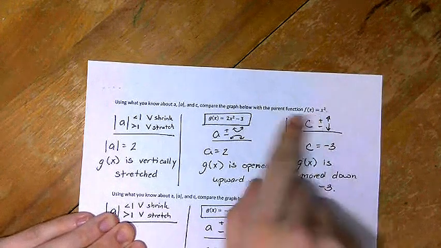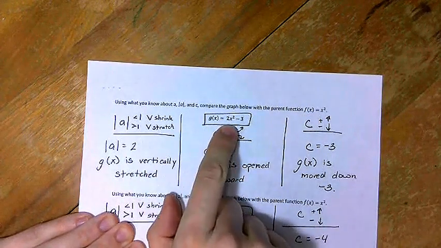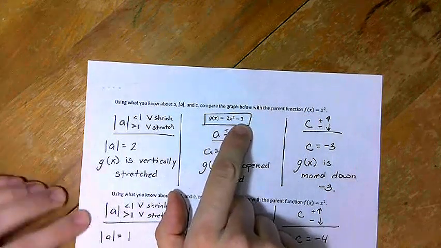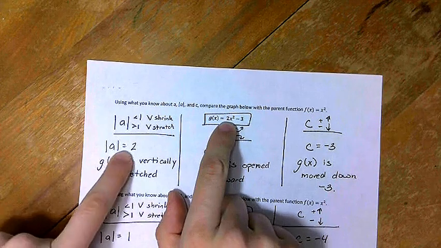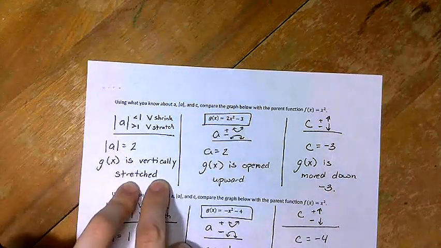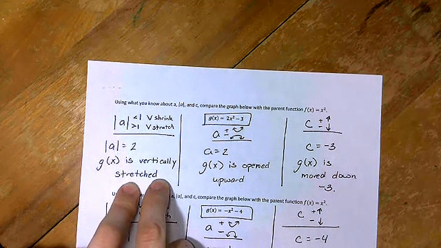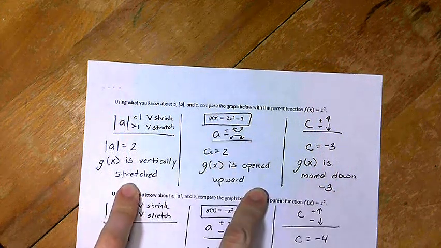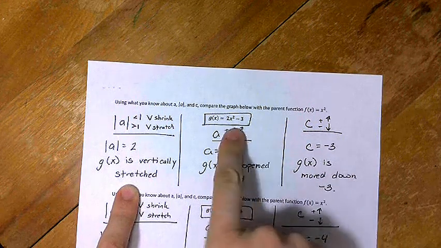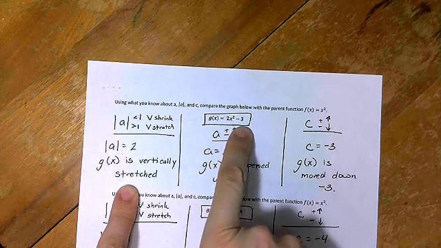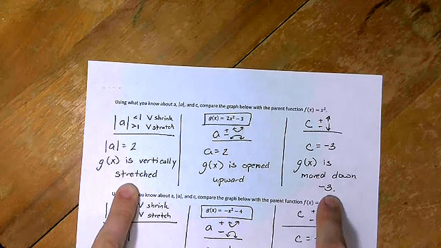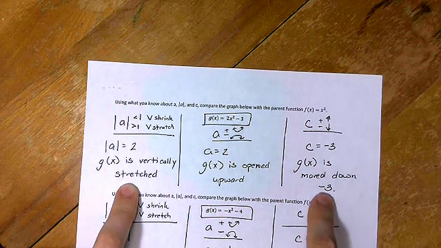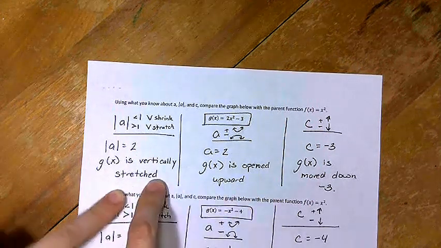So our first one is g of x equals 2x squared minus 3. Our absolute value of a is 2, so that's a vertical stretch. A is 2, it's positive, that means it opens upward. And then c is a negative 3. Remember to keep that negative with the 3, right? So it's been moved 3 down. So g of x is moved 3 down, opens upward, and is vertically stretched.